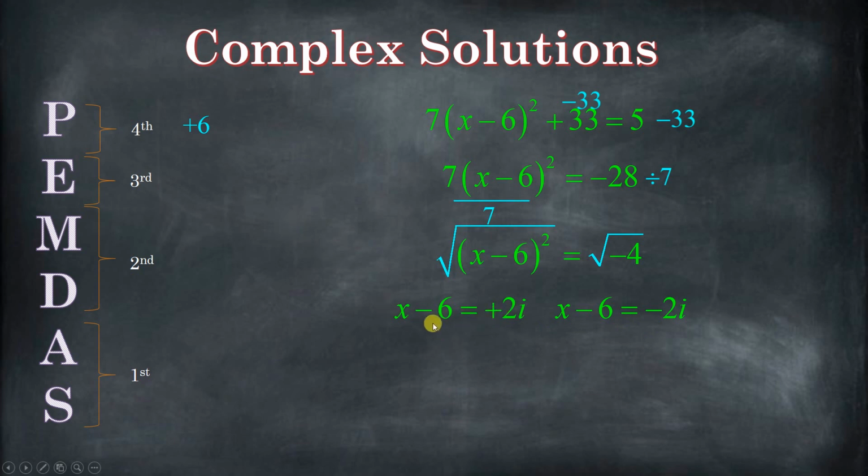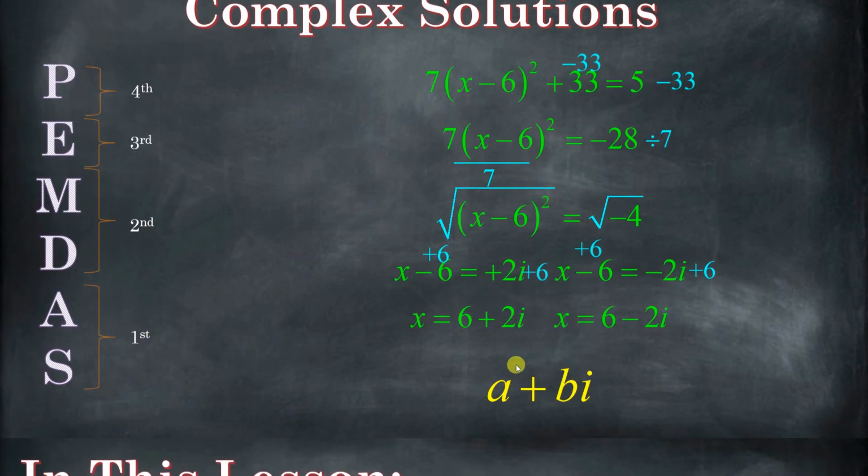And now what we have to do is we have to solve each of these equations. So we're going to add 6 to both sides. And for this equation, we're going to add 6 to both sides. So we're going to add 6 all over the place, right? And we get x equals 6 plus 2i and 6 minus 2i. Now be careful. Be sure that you write this number in the correct form. You have the real part first, the imaginary part second. Boom, we're done.